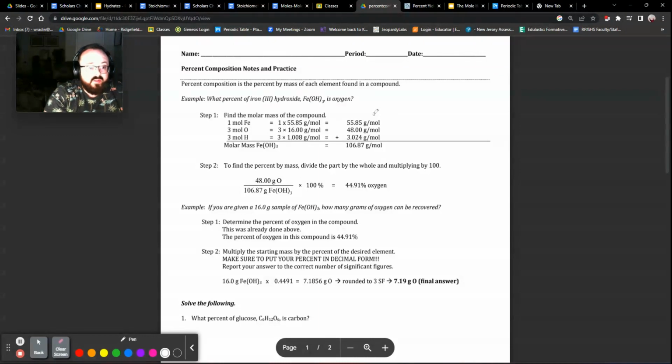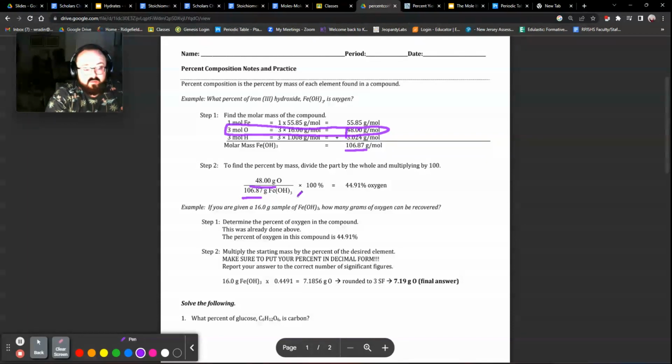But what we end up doing is dividing the part by the whole. What that means here? Well, here's my total molar mass of 106.87 grams. Of that 106.87, how much of it is oxygen? Well, here's my oxygen bit here. We just take the number here, 48, divided by the whole. 48 grams divided by 106.87. That is it.